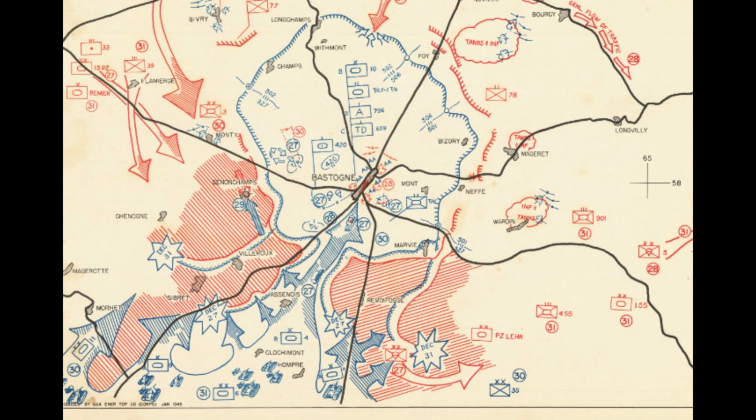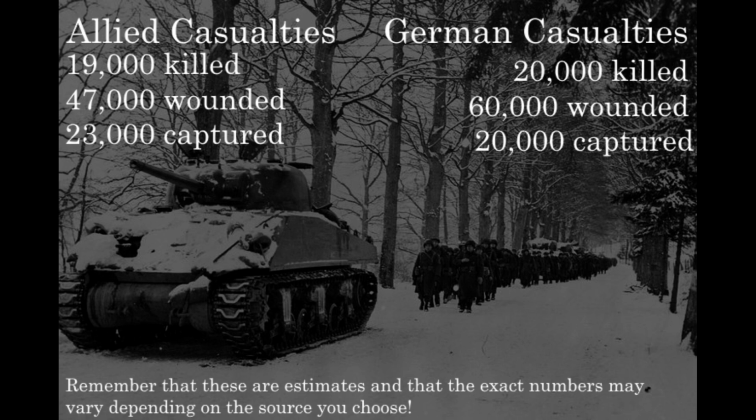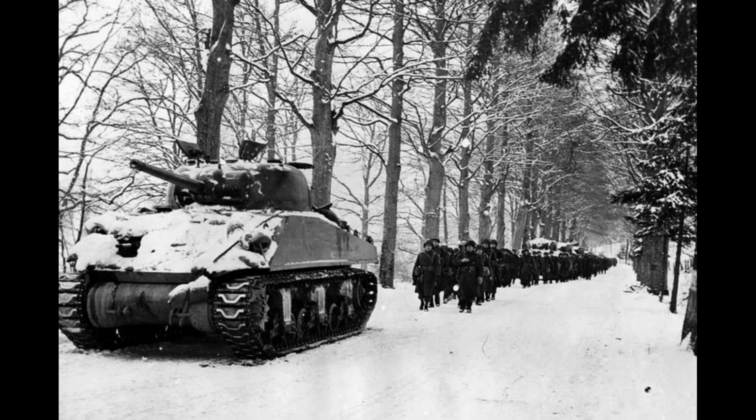The Battle of the Bulge concluded on January 25th, 1945, with the Germans forced to retreat and abandon their ambitious objectives. The Allies suffered heavy casualties, but successfully repelled the German offensive. The battle resulted in over 100,000 casualties on both sides, making it one of the bloodiest engagements of World War II. The Battle of the Bulge had several significant outcomes.